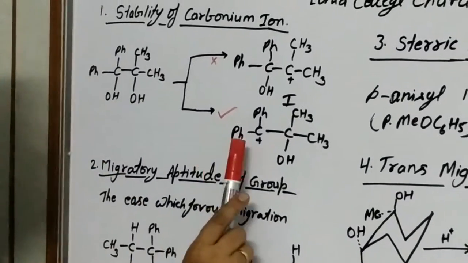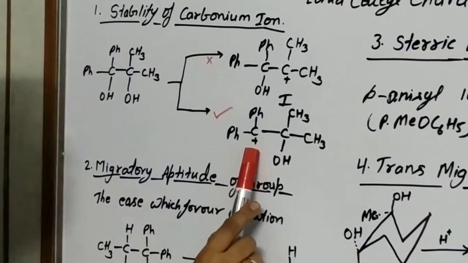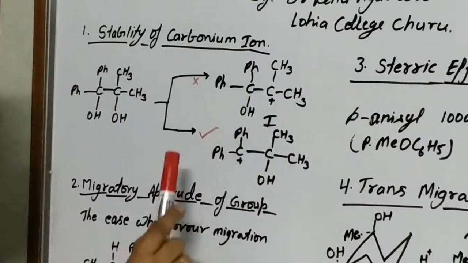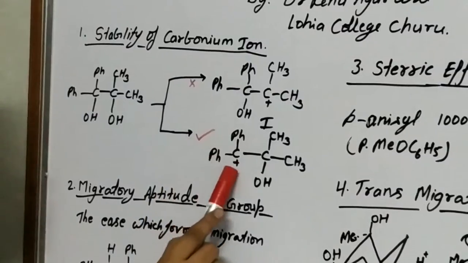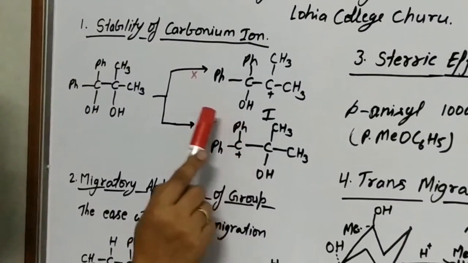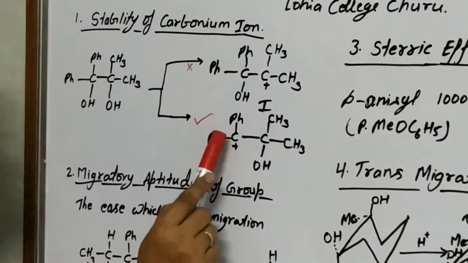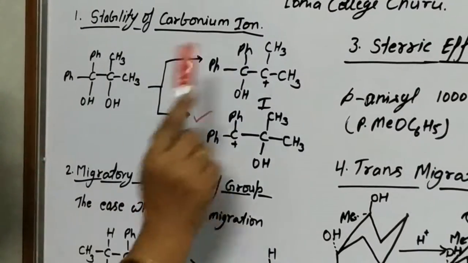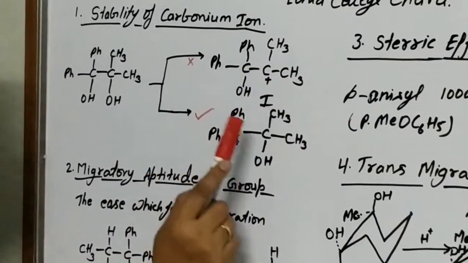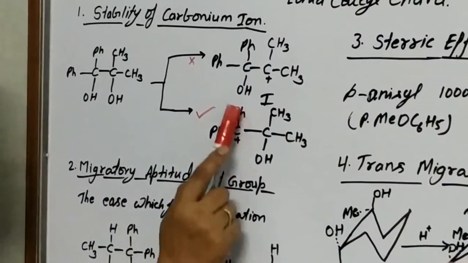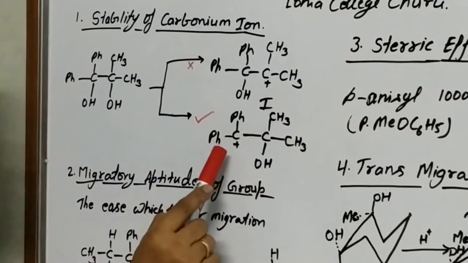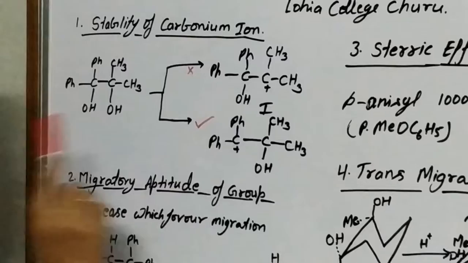Out of these, carbonium ion 2 is more stable in comparison to 1, because in this there are two phenyl groups. So this carbonium ion can be stabilized by resonance on the phenyl groups, whereas in the other this is not possible. Therefore, this carbonium ion will be produced in the reaction and the product will be according to this.